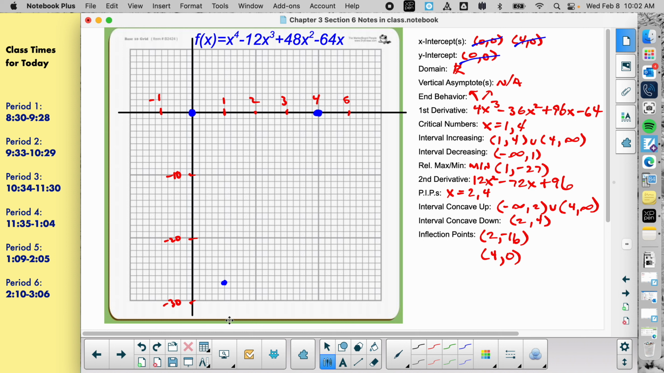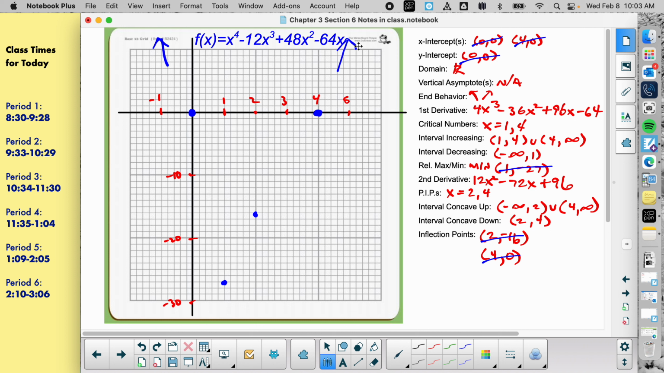Okay, so I have (1, -27) up there, and I'm pretty sure it's at that point, but I can't tell. Then I have my inflection points. (2, -16) is an inflection point, and then (4, 0) is an inflection point. Now I have my guidelines for where important things happen on my graph, like where my turns and curves happen, because they're inflection points, mins, maxes. I'm going to put my end behavior on next because that'll give me a rough sketch of my picture.